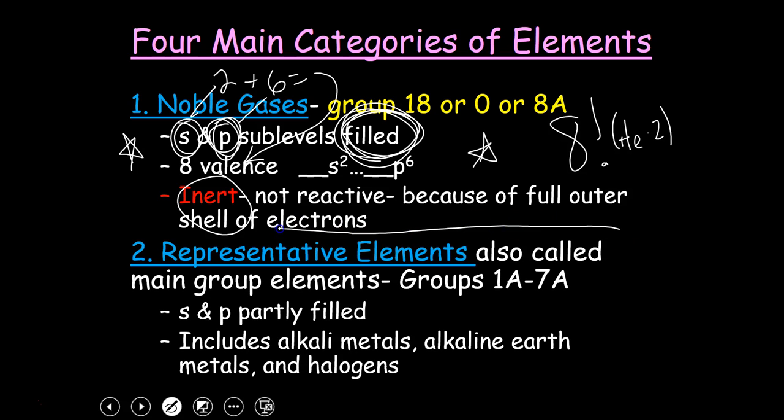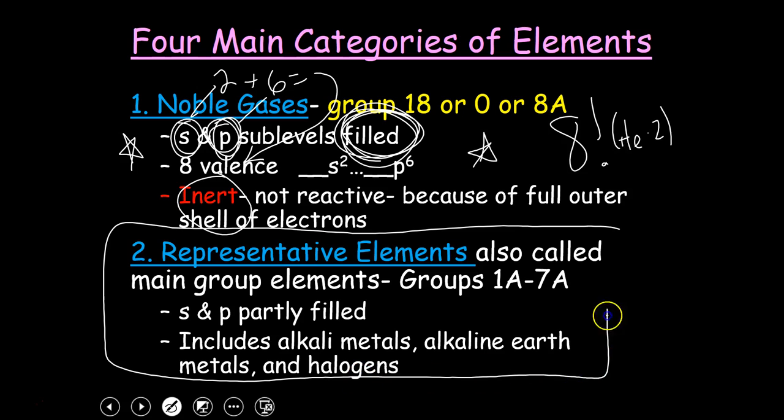The next category is your representative elements. These are old school groups 1A through 7A. New school, it's 1, 2, and then 13 through 17. These are all the ones located in the S and P blocks. They're not filled to capacity, because if they were, they'd be a noble gas. But that valence electron is located either in the S block or the P block.